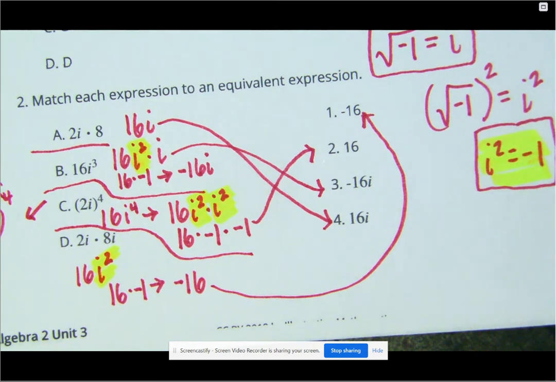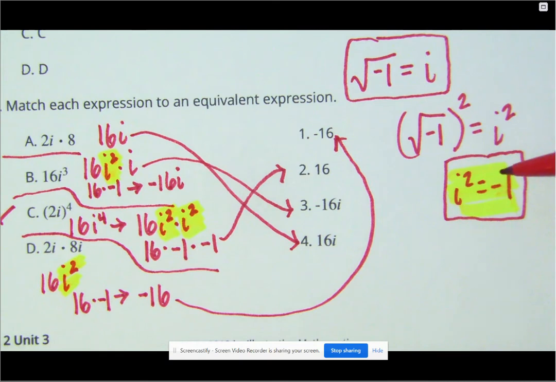Having this written on your paper and getting comfortable with it helps. Any time you see i squared, you can replace that with a -1. And if you have higher powers of i, you can break them down using our exponent properties that we did earlier in Unit 2.